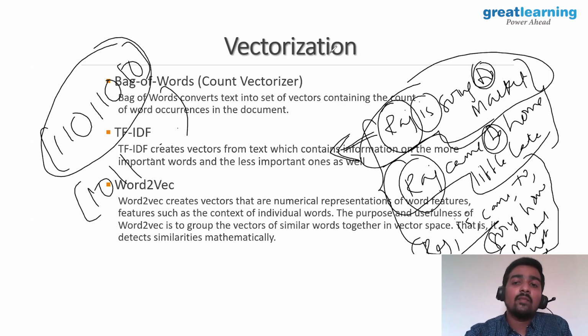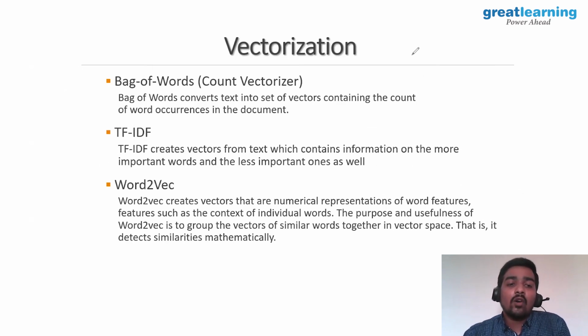So we have the next method. What is it? We have TF-IDF. In TF-IDF, we create vectors from the text which contain information on more than one important word, and also less important ones as well. So we are giving some additional information to the model, so the model will understand what is an important word and what is not. So how do we do this?